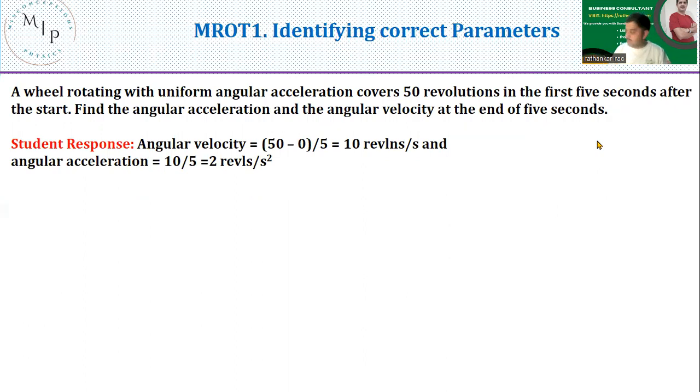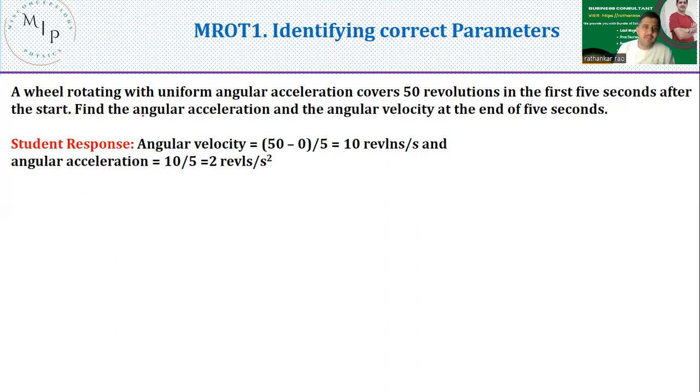Okay, so now what we will do is let us consider this problem. The first question here is about identifying the correct parameters in a rotational problem, because it appears that every parameter is very similar and we make some mistakes. This is one of the problems I have noticed when I give some numericals to my students.